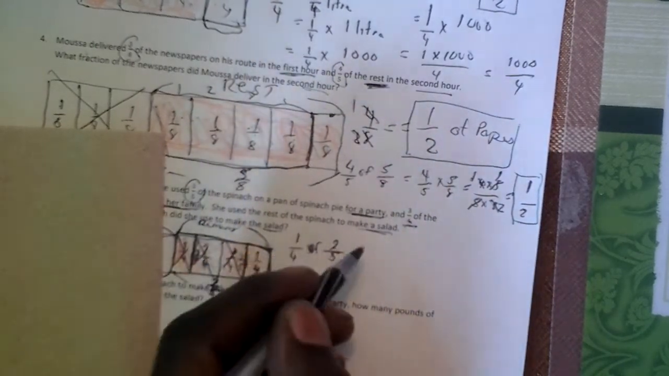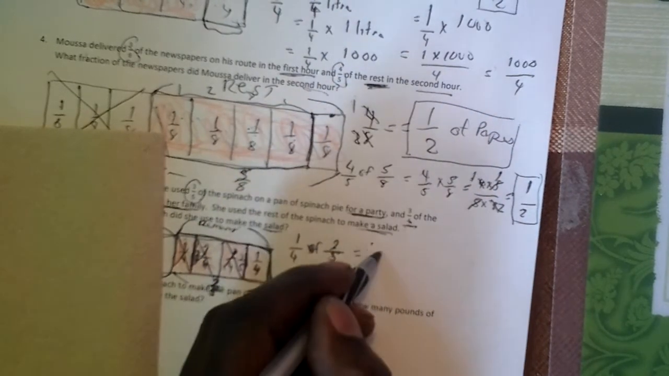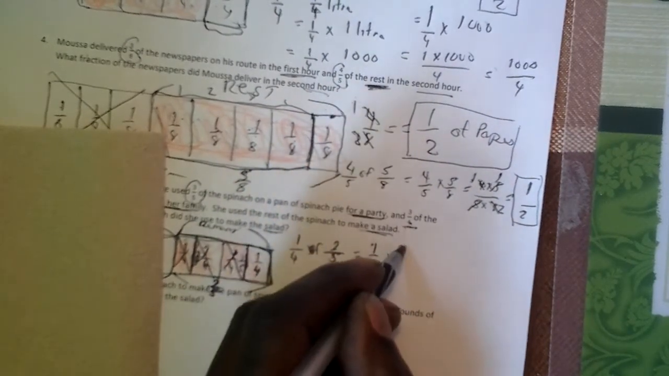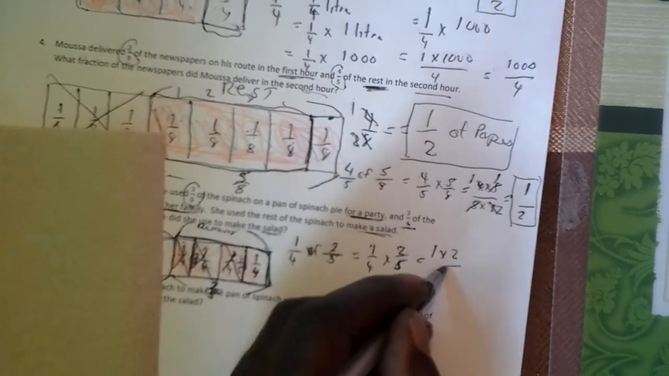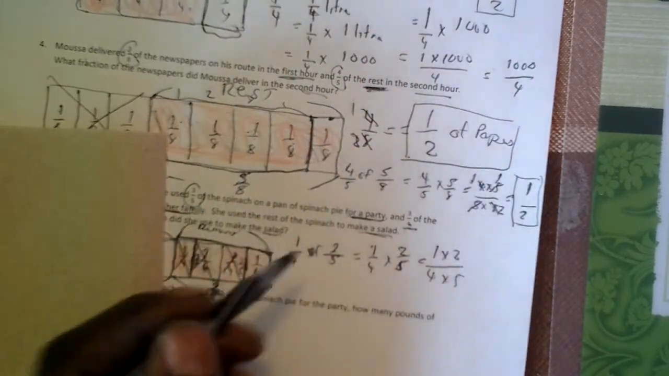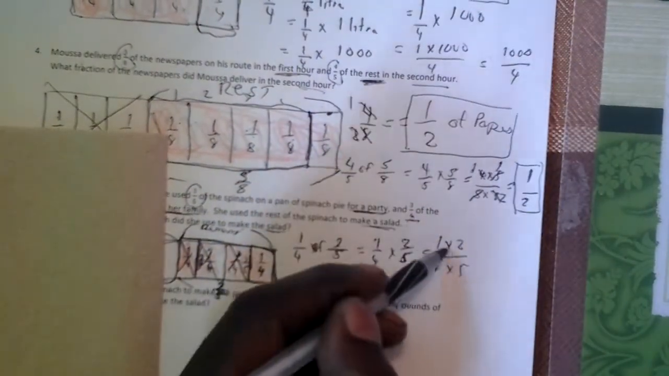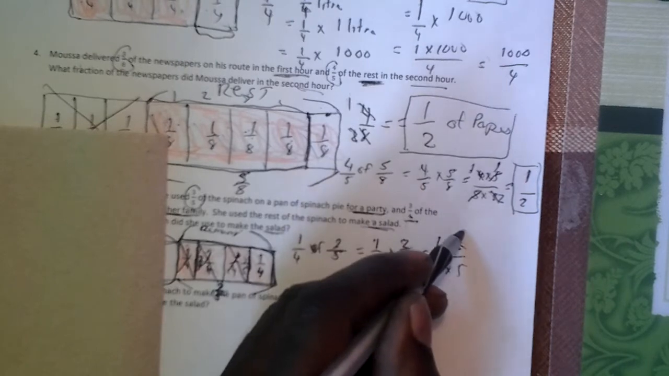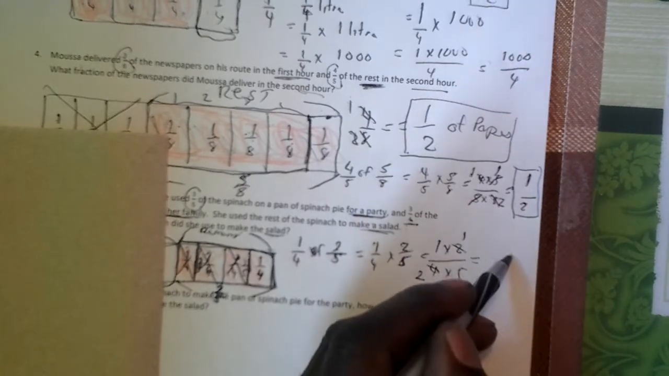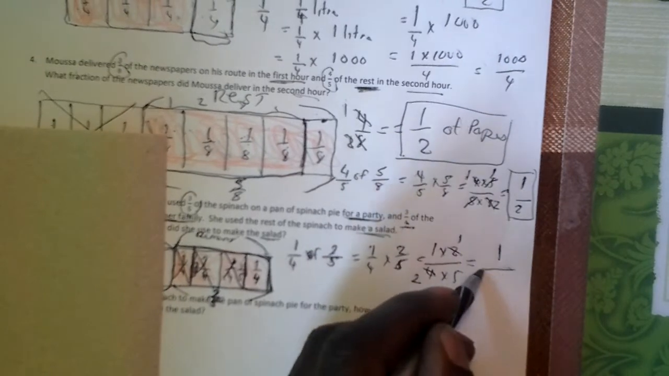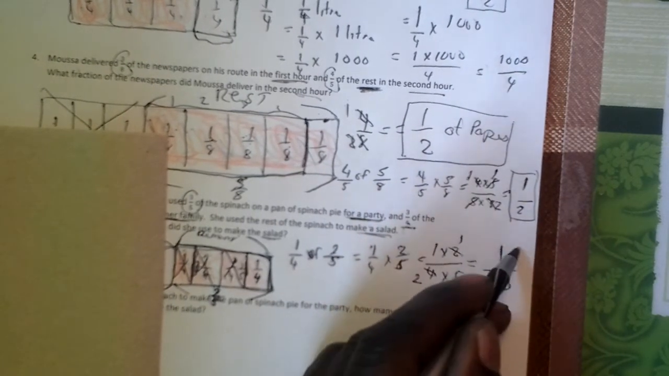2/5 equals, of means times. So we have 1/4 times 2/5 equals 1 times 2 over 4 times 5. Can we simplify anywhere? Yes, we can. So 2 and 4 share the same factor. 2 divided by 2 is 1. 4 divided by 2 is 2. So we have 1 times 1 equals 1, and 2 times 5 equals 10. So we have 1/10. Okay?